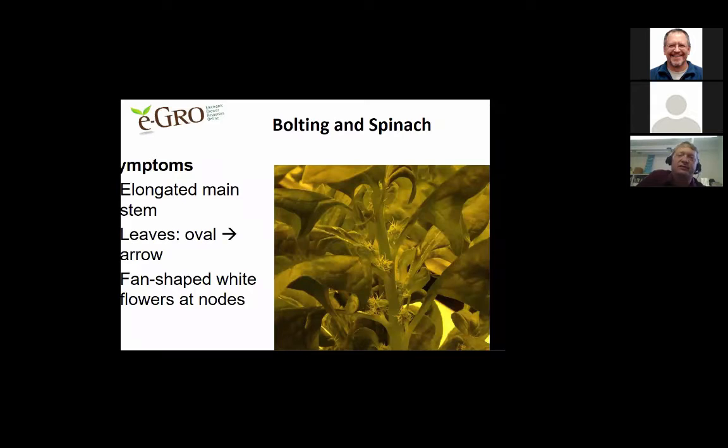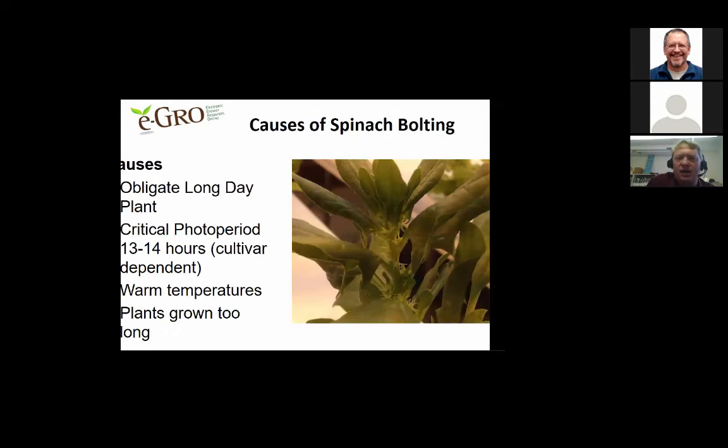So the symptoms of spinach that are bolting, of course, would be that elongated main stem, versus typically when the plant is vegetative, the leaves grow in a nice rosette, compact form. Interestingly, the leaves also change shape as the plant turns into its reproductive mode. So instead of seeing oval-shaped leaves, we get arrow-shaped leaves. You can kind of see that here in the picture, like in the top right. And then spinach flowers are a very interesting flower. So you see these white fan-shaped flowers that appear at each of the internodes where the leaves connect to the stem. So that's bolting in spinach.